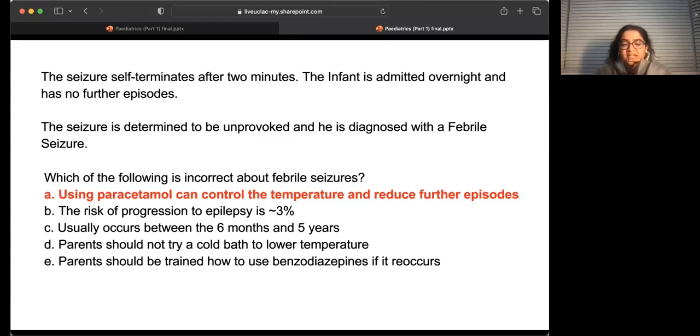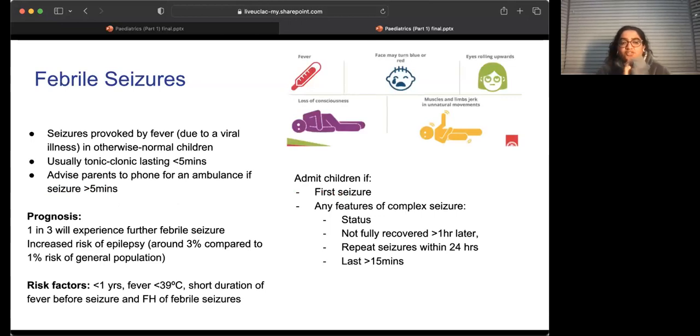Using paracetamol, a lot of parents think that using paracetamol is fine, because they may not have had it explained to them, and they just think, oh, it's just like any other fever, so it should work. But it actually doesn't control the temperature, and you can't reduce the risk of reoccurrence. And sometimes giving paracetamol is associated with even more reoccurrence for some reason, but we're not exactly sure why.